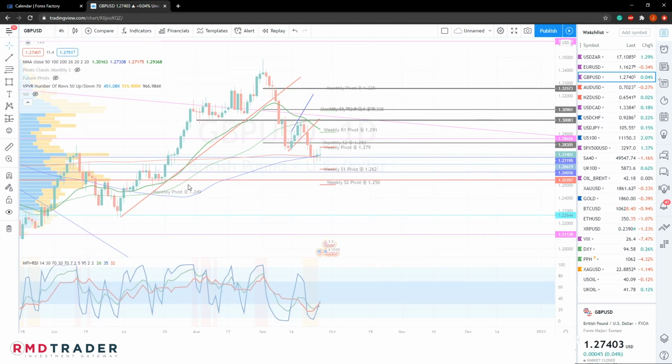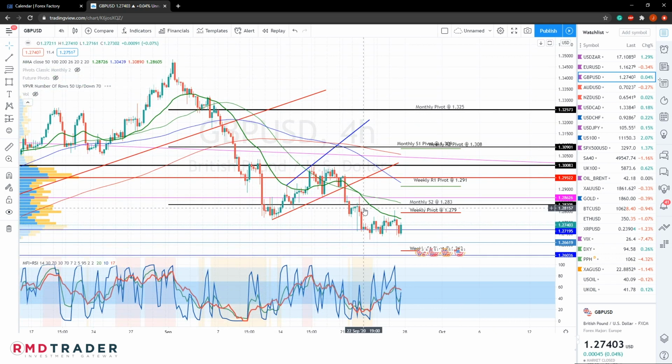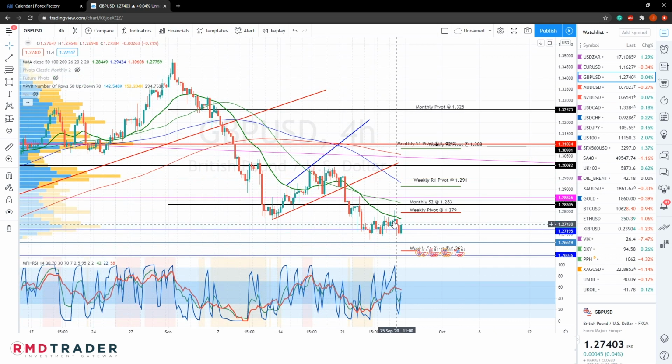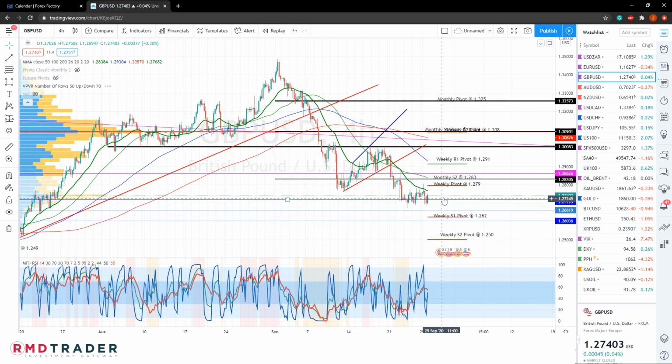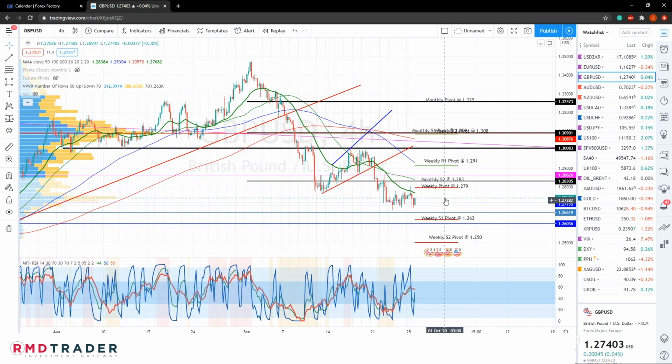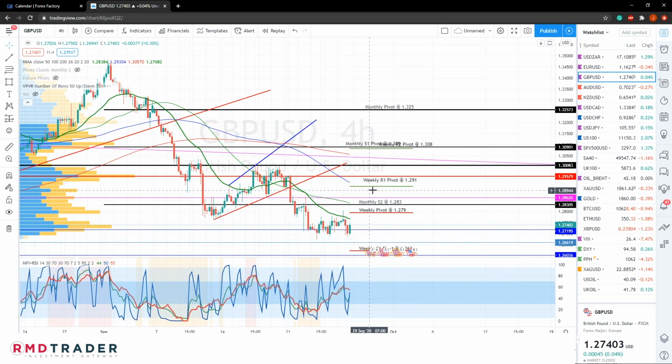Just briefly moving back to the 4-hour time frame, we can see that we have this small consolidation, which would be key to keep an eye out for any price action or any breaks either lower or higher. Should we see a move higher, the initial area to look out for would be the weekly pivot at 1.279, or in between that and our monthly ES2 at 1.283.